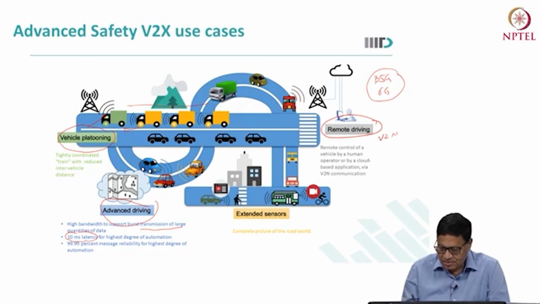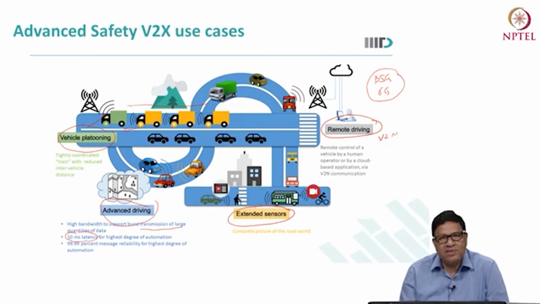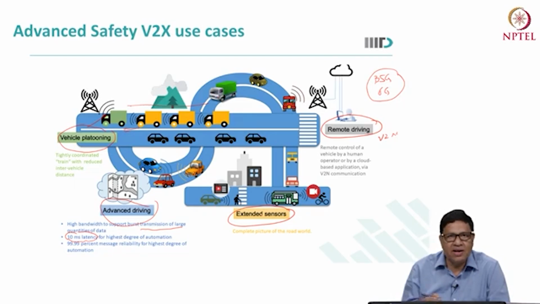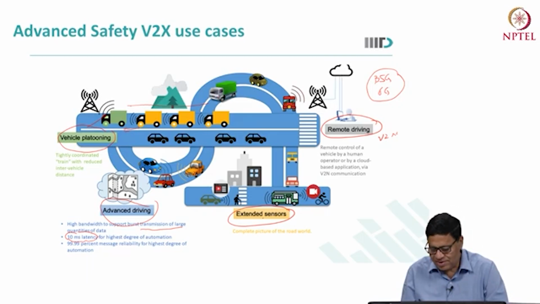The other use case is the use of extended sensors. So you have more than one sensor so that you get a complete picture of the road around you, about the pedestrians, about the vehicles in front of you, about the vehicles which are behind you, or some of the vehicles which you cannot see with your eye. You are able to get a picture of that vehicle onto your dashboard by use of extended sensors. So these are some advanced applications, platooning or remote driving or advanced driving or extended sensors, which are becoming part of beyond 5G, 6G applications.